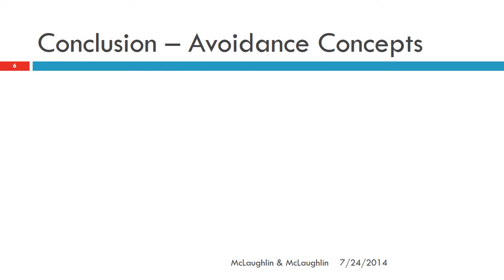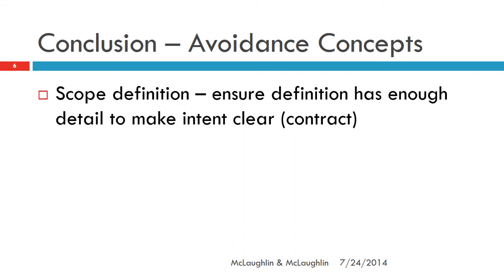So we've discussed the project and the status. Now let's draw a few potential conclusions that relate to avoidance concepts, in essence what they are. How can we avoid these kinds of things? Well, the first and obvious, but not necessarily easily done, is to make sure that the scope definition, the scope of work, is sufficiently robust. That is to say that the definition has enough detail to make the intent clear.